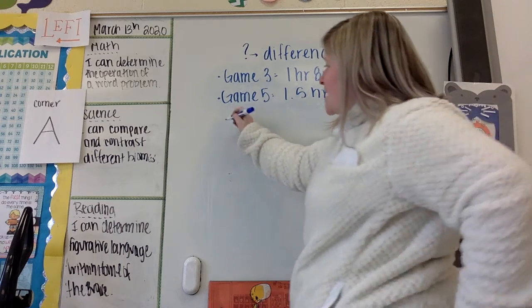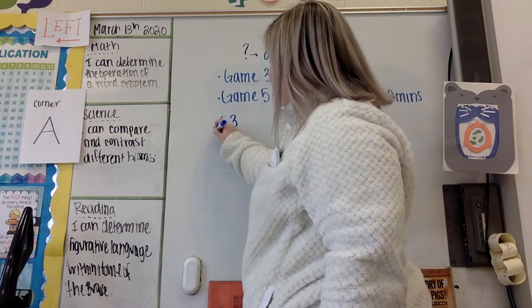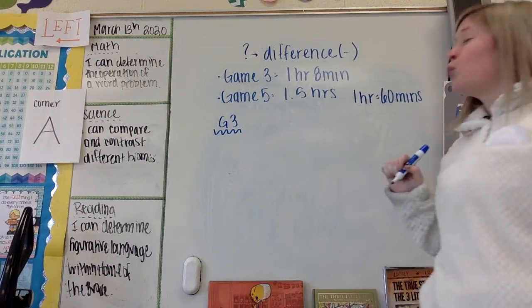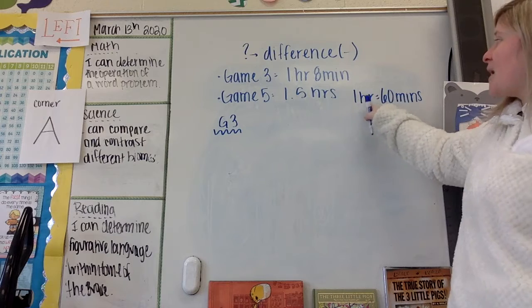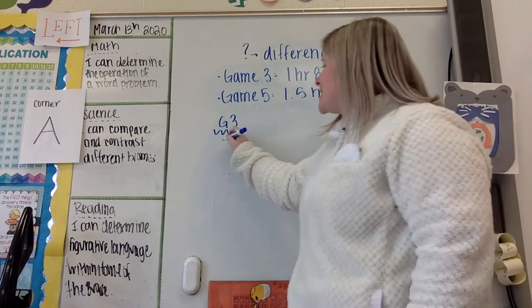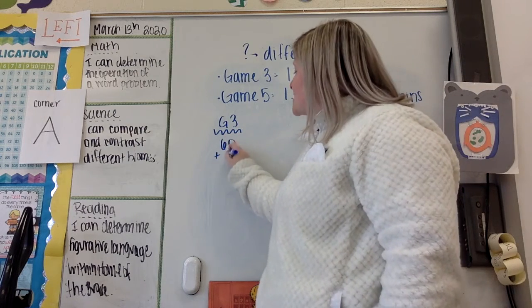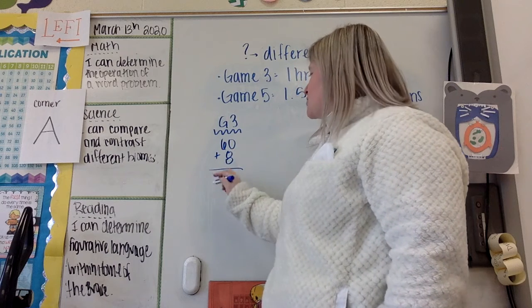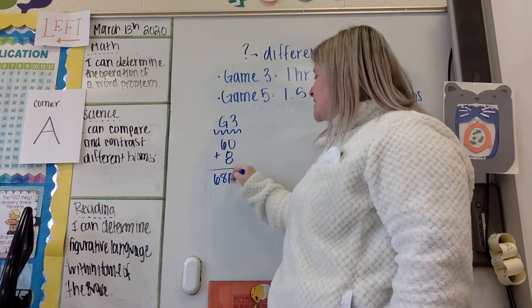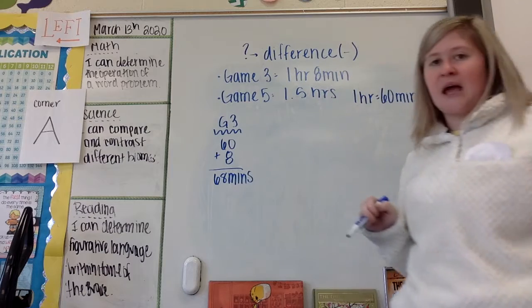So I'm going to start with game 3. I'm going to put G3 for game 3. It is 1 hour and 8 minutes. Well, I know 1 hour is equivalent to 60 minutes plus 8 additional minutes. So 60 plus 8 is 68 minutes that she played for game 3.